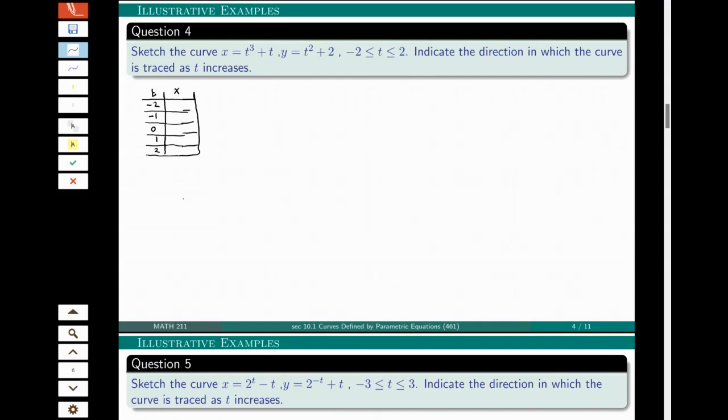If we substitute minus 2, we get minus 8 plus minus 2, it's minus 10. That is for x. For y, if we substitute minus 2, you will get 4 plus minus 2, which is 2. Now, if we substitute minus 1, I'll get minus 1 and minus 1, which is minus 2. For y, if we substitute minus 1, it will be 1 minus 1, which is 0.